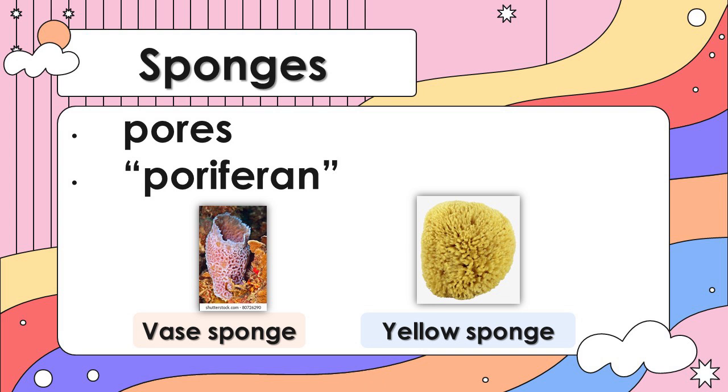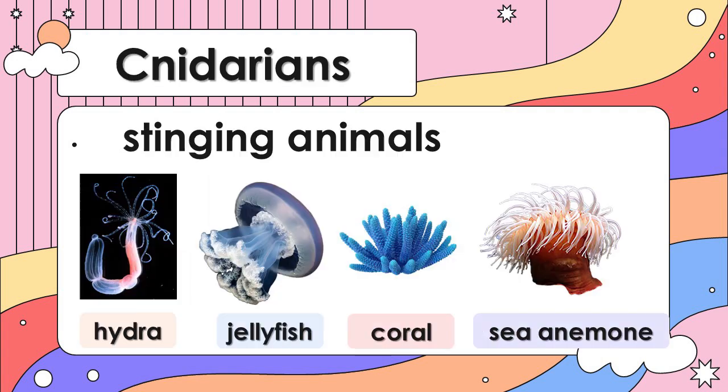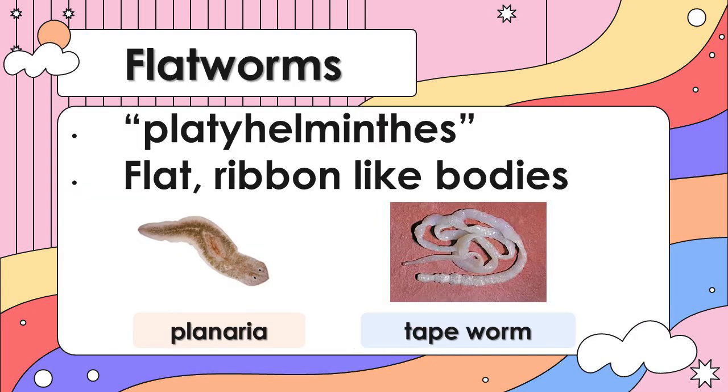Sponges are animals with pores, also called porifera, like yellow sponge and base sponge. Cnidarians are also known as stinging animals, mostly found in oceans such as hydras, jellyfishes, corals, and sea anemones. Flatworms are also called platyhelminthes. They are flat and ribbon-like bodies, worms like planaria and tapeworm.